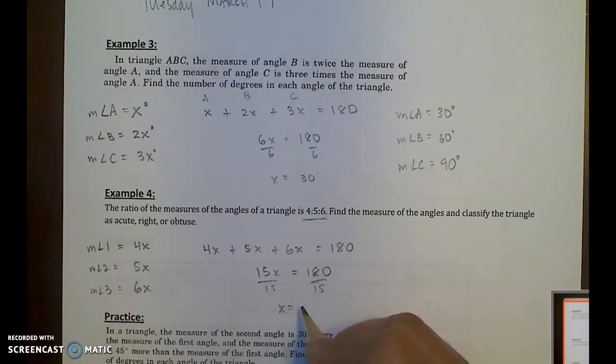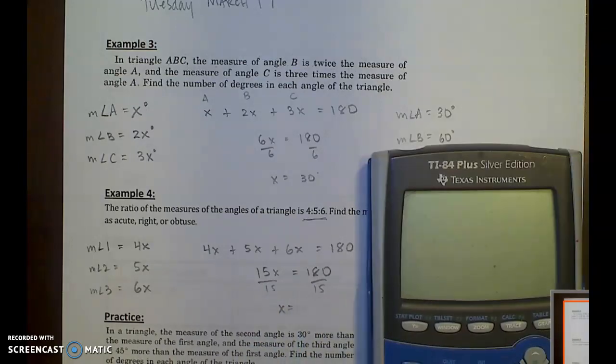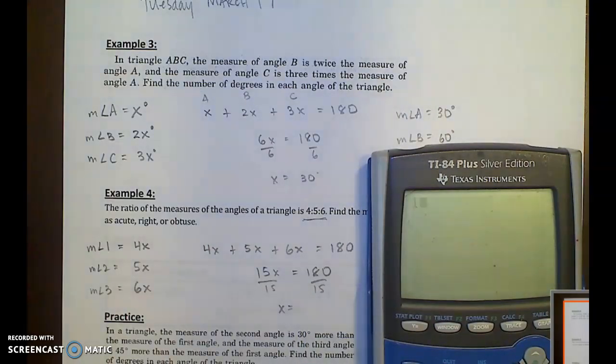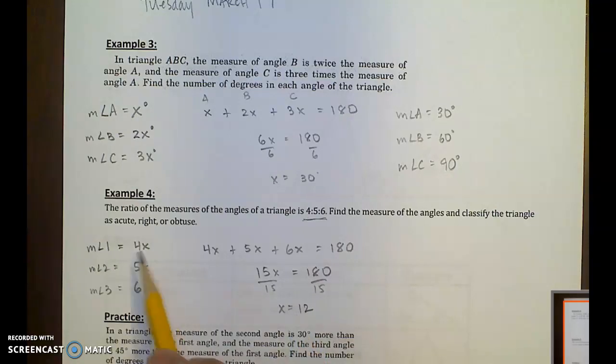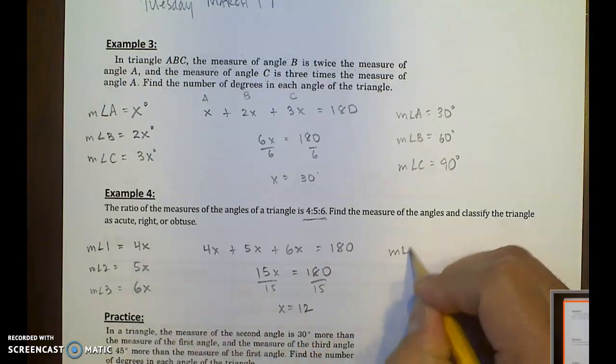We get x is equal to, let's see, get my calculator in here, so make sure we get this right. 180 divided by 15 equals 12. Okay. So x is 12. So now, just like we did with the first example, now that we know what x is, we can find the measurement of these 3 angles.